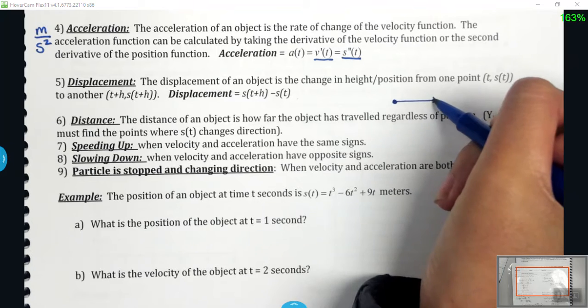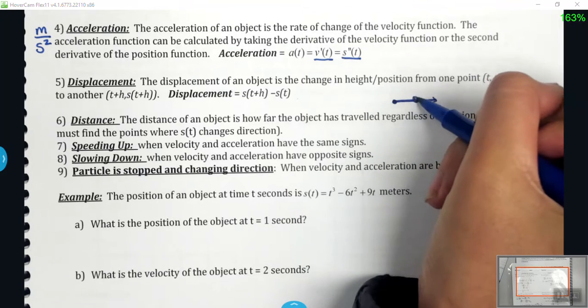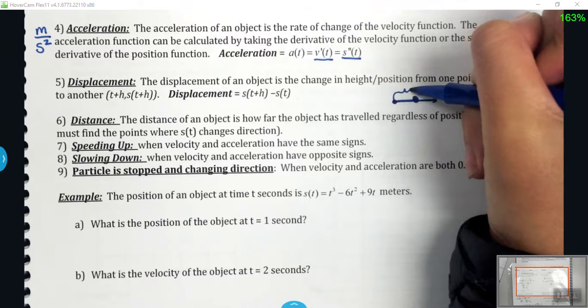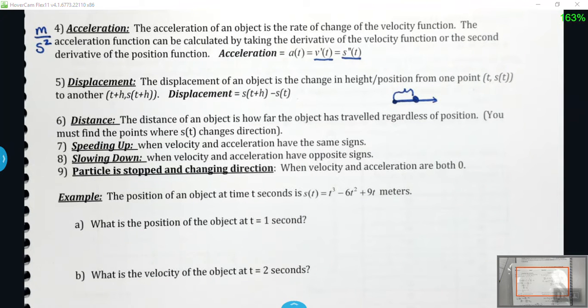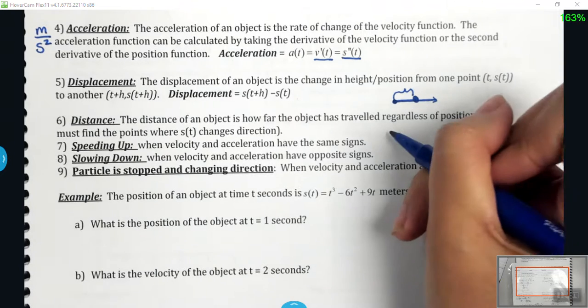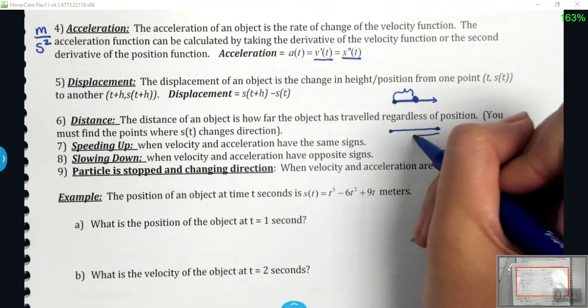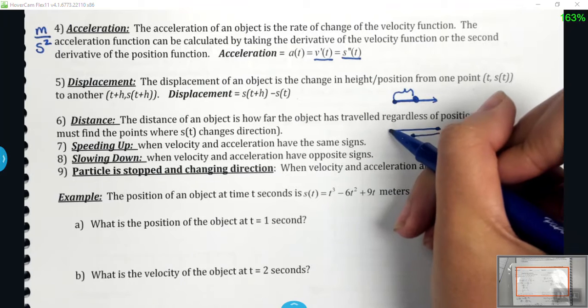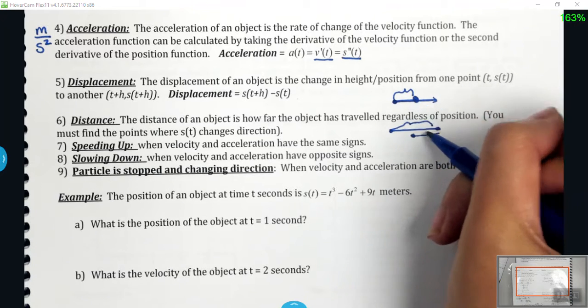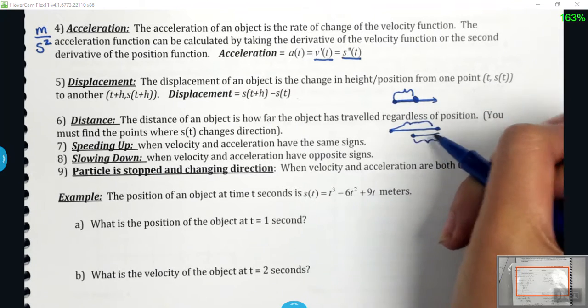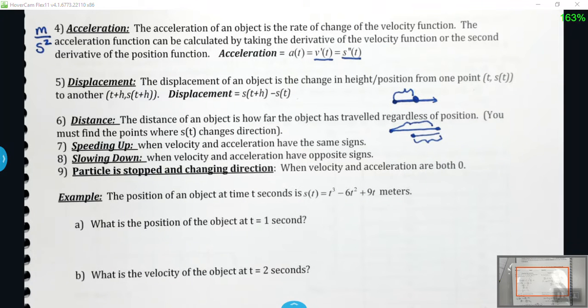Displacement is if you start in a position, let's say I start in one position, and then I go forward and then backward and then forward, my displacement is this. That's my displacement. It's how much I've moved from one point to another. Distance, though, is if I move forward to here and then backwards to here, then it's the sum of both of those sections. So your displacement is different from distance.